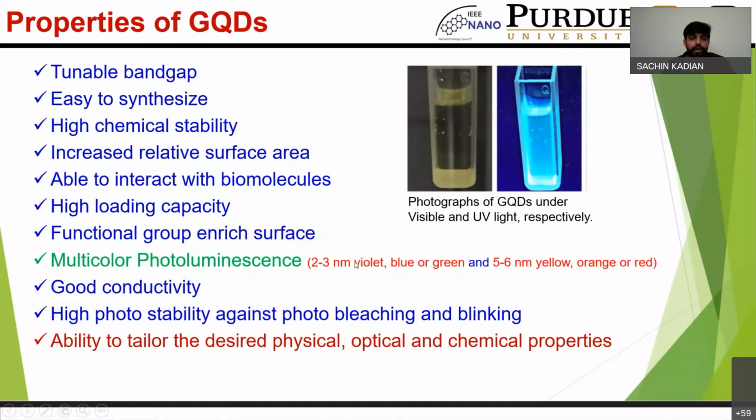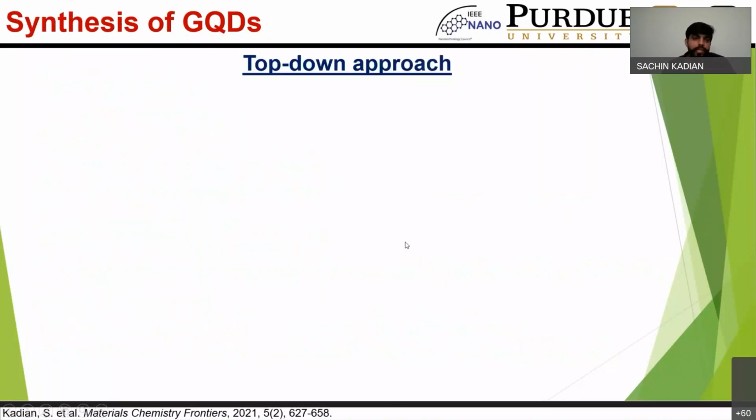So now the thing is that the ability to tailor the desired physical, optical, and chemical properties also makes them more attractive for several applications. But the question that comes here is how we can synthesize these graphene quantum dots. So we can synthesize them very easily, and there are two approaches. One is the top-down approach, and the other one is bottom-up.